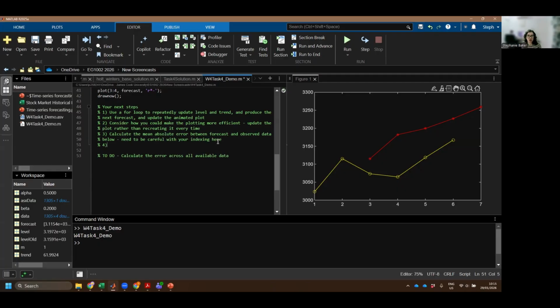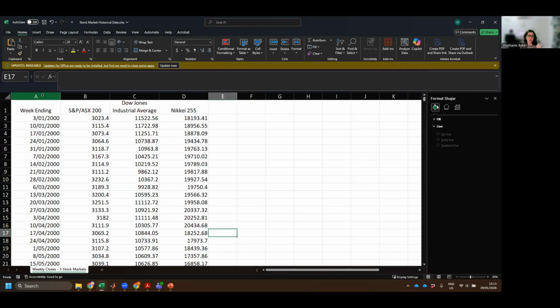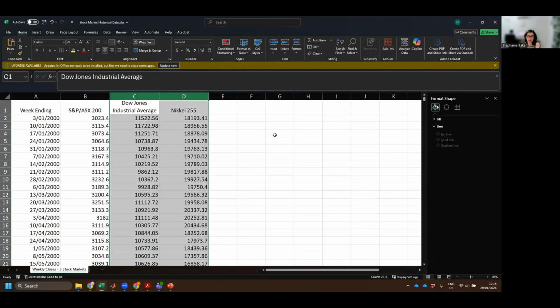And then lastly, you might like to consider going further. The extension task suggests that you could then do this for more of the data. If we have a look at our full stock market data, we've got the ASX, which is the one that we're focusing on, but there's also the Dow Jones and the Nikkei. So you could extend your solution to include these extras.